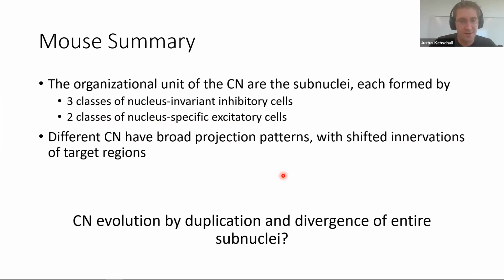Now, thinking about what this data means for the evolution of the cerebellar nuclei, we came up with the idea that maybe what we're looking at is just a duplication and divergence of this cell type set of 3 classes of inhibitory neurons and 2 classes of excitatory neurons. So you just pick and duplicate till you reach the number of subnuclei that you want.